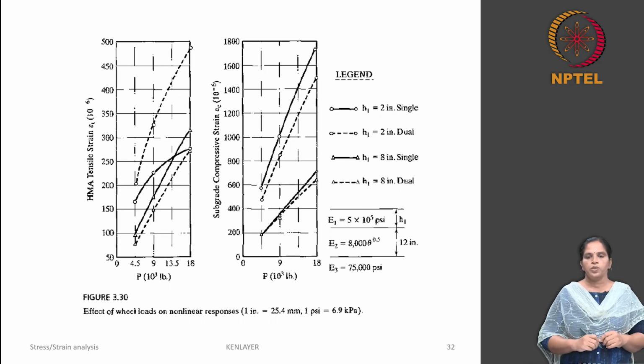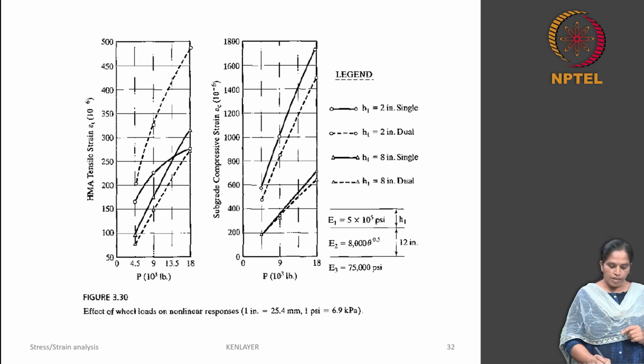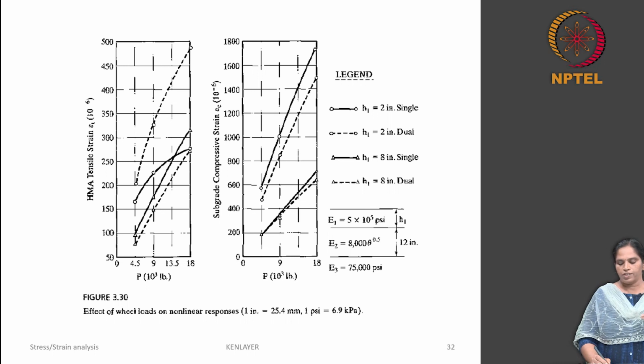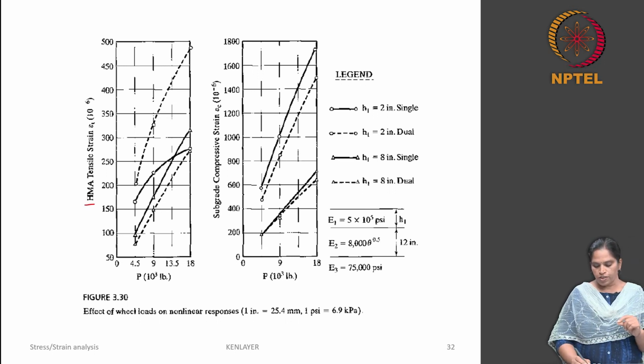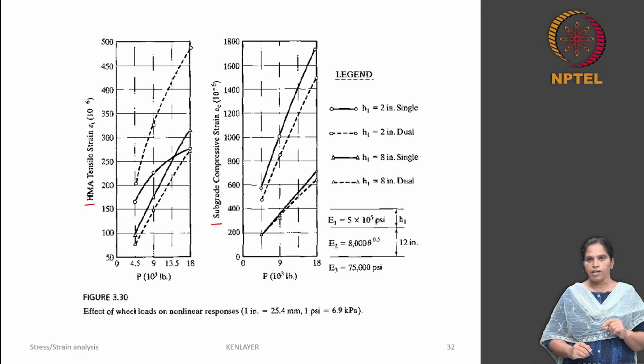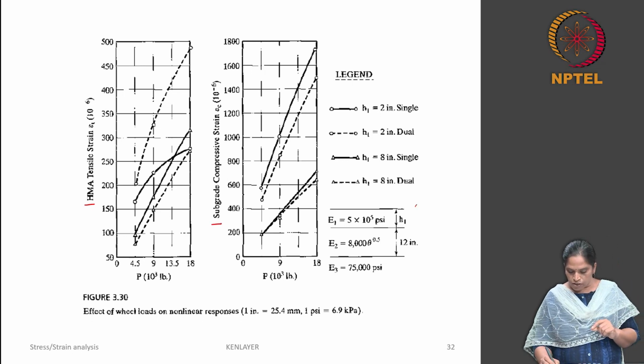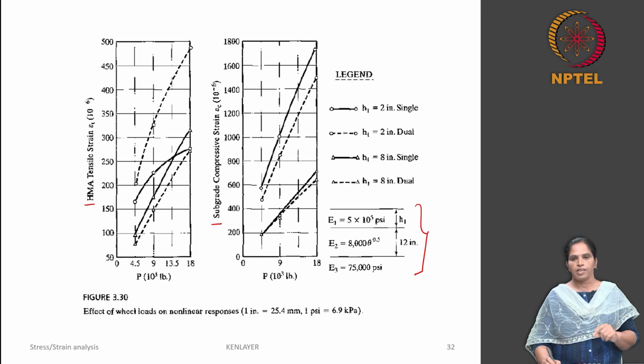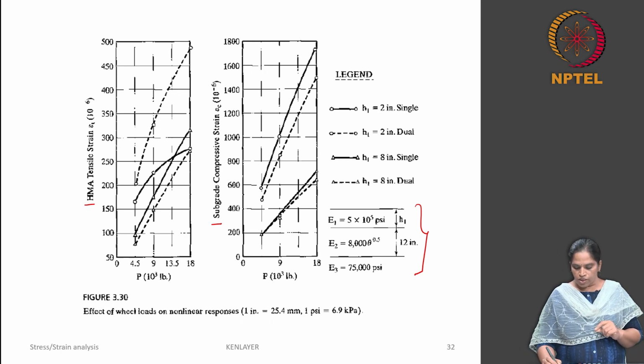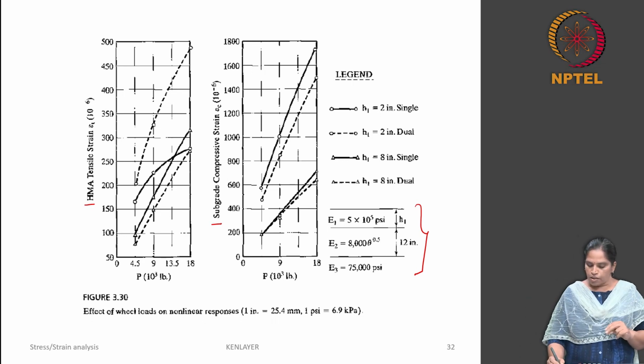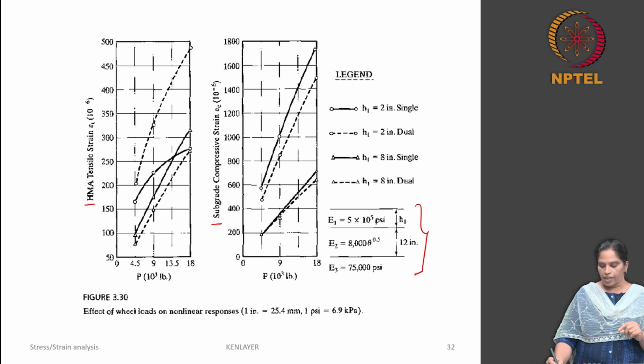This figure shows the influence of stress dependent material on the critical strains, that is the tensile strain at the bottom of the HMA layer and the compressive strain at the top of the subgrade layer. This computation is made for the pavement thickness as shown here. H1 is considered as 2 different values, one is 2-inch thickness and the other is 8-inch thickness. H2 is considered as a 12-inch thickness.